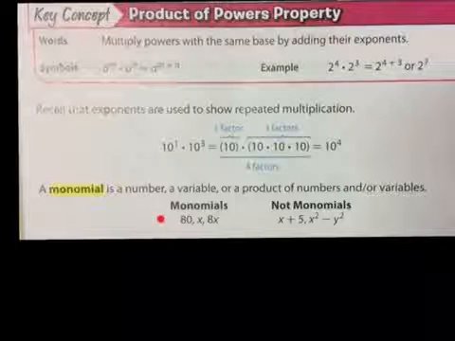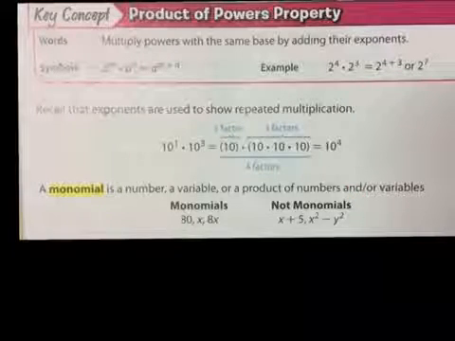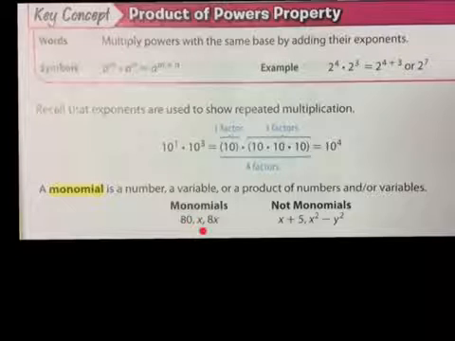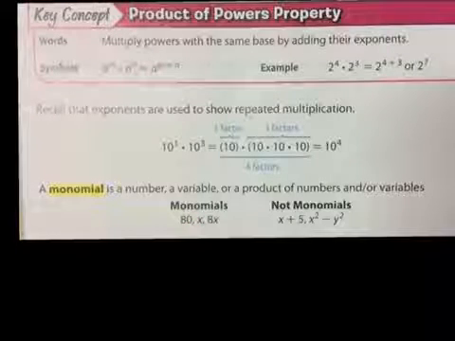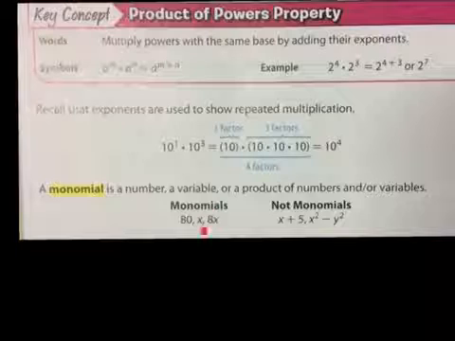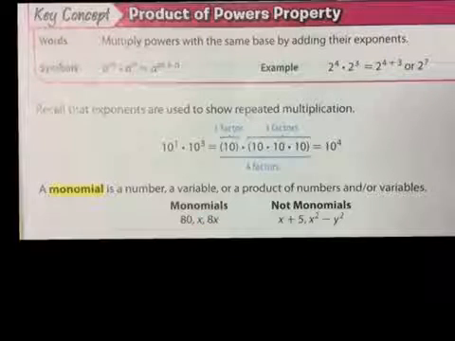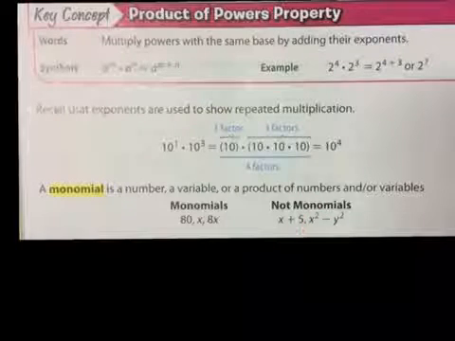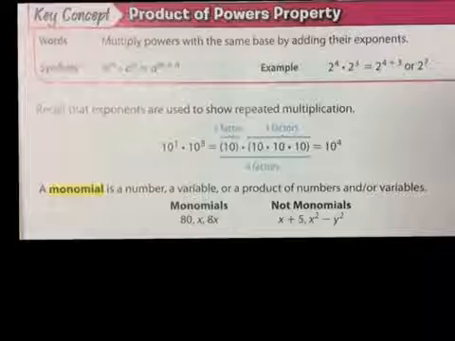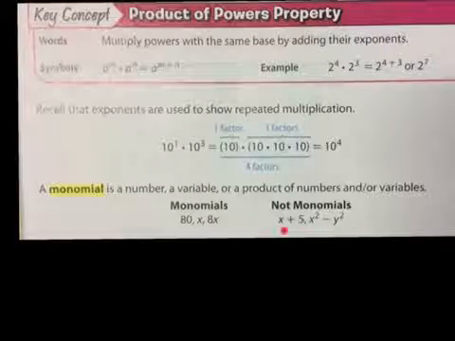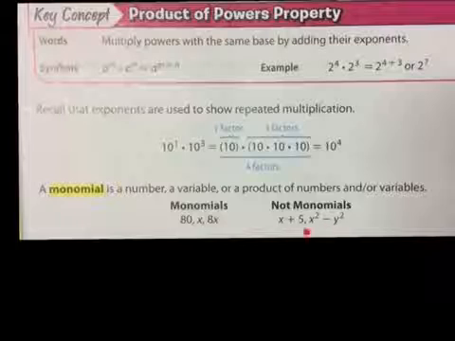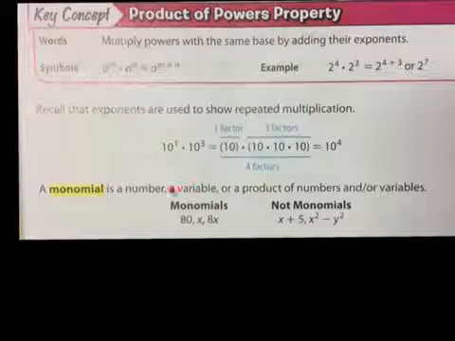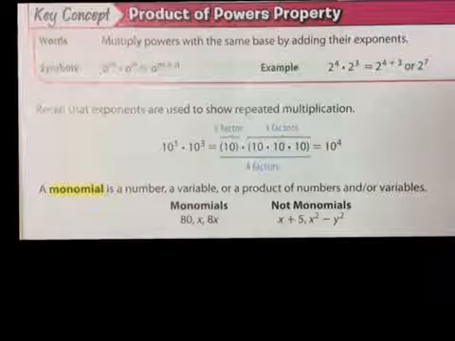For example, 80, a whole number on its own, is a monomial. The variable x, a number that we don't know the value of, is a monomial. Or a number that we don't know times 8 times a variable is a monomial. What is not a monomial is when you add a variable plus a number, or you have a variable squared minus another variable squared. These are not monomials, okay? These are equations, or number sentences. So here is an example of a monomial. Got it?